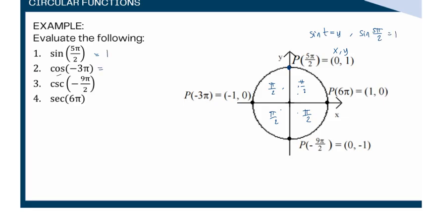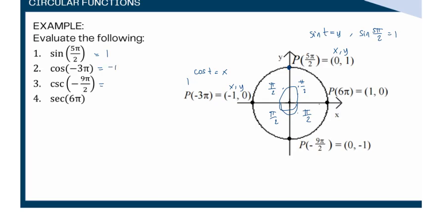And then, if we do cosine negative 3 pi, that would be starting off from this location, because it moves clockwise. So, we do that. How many pi over 2 are there in negative 3 pi? So, that is 1, 2, 3. That's why it stops here. So meaning our reference point is P of negative 3 pi equal to negative 1, 0, meaning our x here is negative 1, our y is 0. But since we're talking about cosine, our cosine t is equal to x, so our cosine negative 3 pi is going to be equal to negative 1.